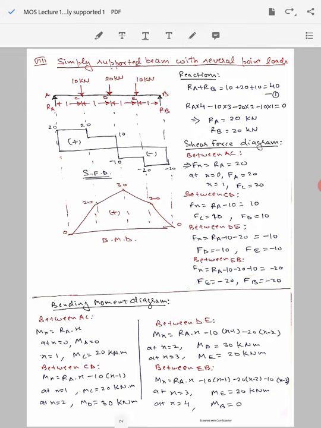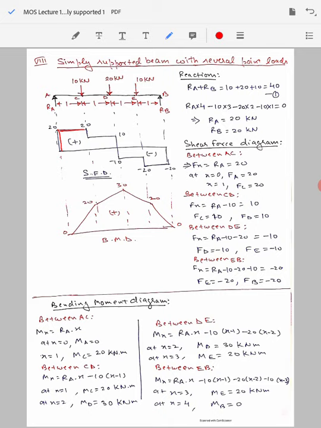Now we will draw the shear force diagram using the values that we have got for the shear force. So at point A, I will plot the value as 20 kilonewton here. Then up to point C, it remains 20. So from 20 to 20, this is the line that I am getting. Here we go 20, and then horizontally we go 20.